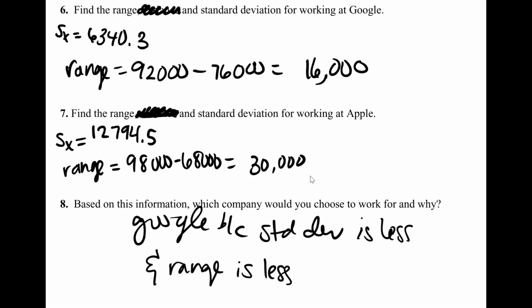Questions 6, 7, and 8. All I do is change the numbers and the situation. What does number 8 say? Google, because standard deviation is less and range is less, so you're more likely to hit the mean.